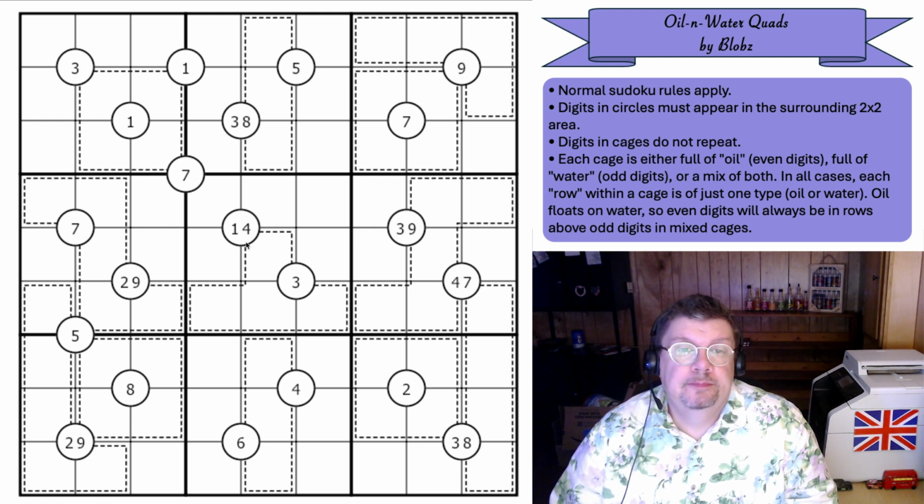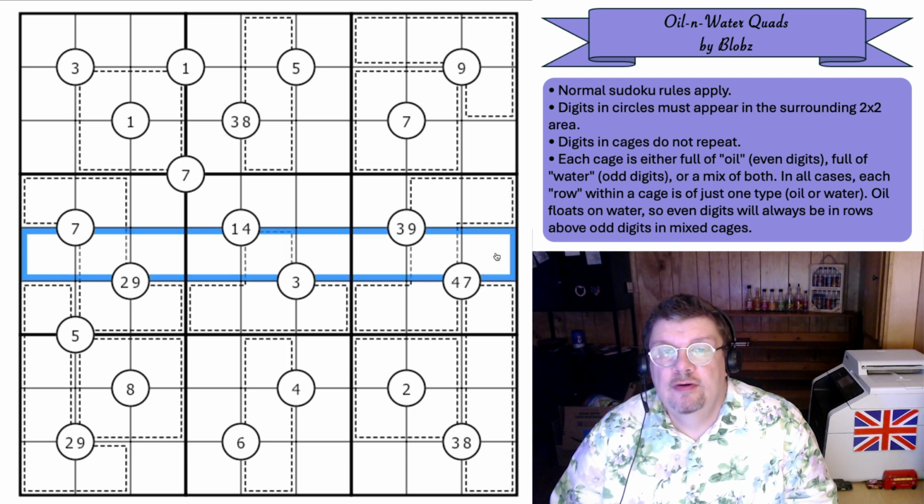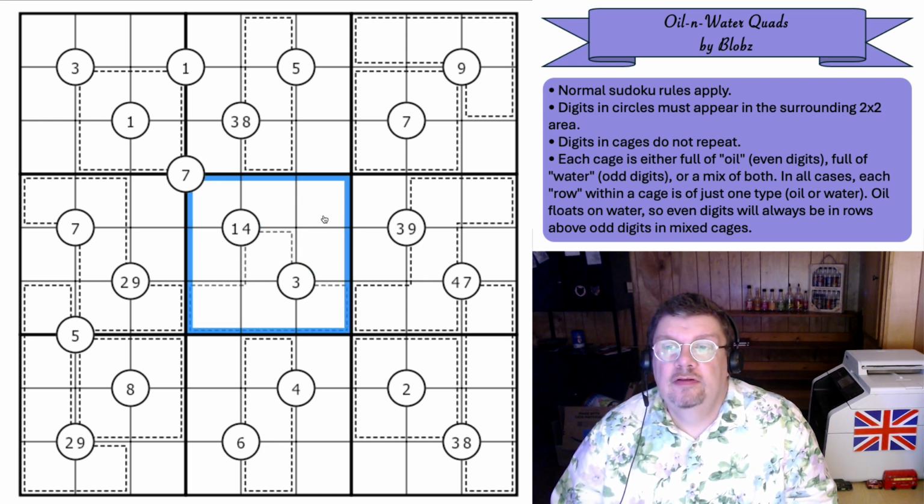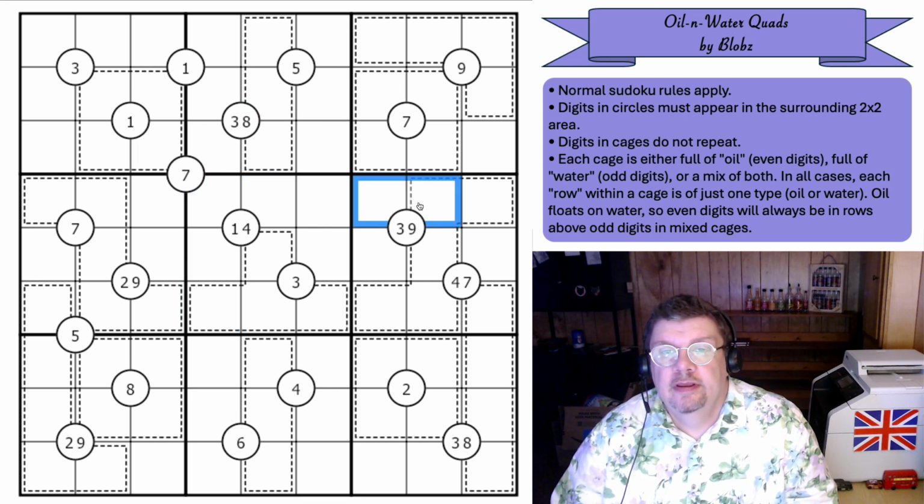Let's have a look at the rules. Normal sudoku rules apply, so we're going to place the digits 1 to 9 once each in every row, every column, and every 3x3 box. Digits in circles must appear in the surrounding 2x2 area. So one of those 4 digits will be a 5. There's a 3 and a 9 somewhere in those 4 cells, and so on.